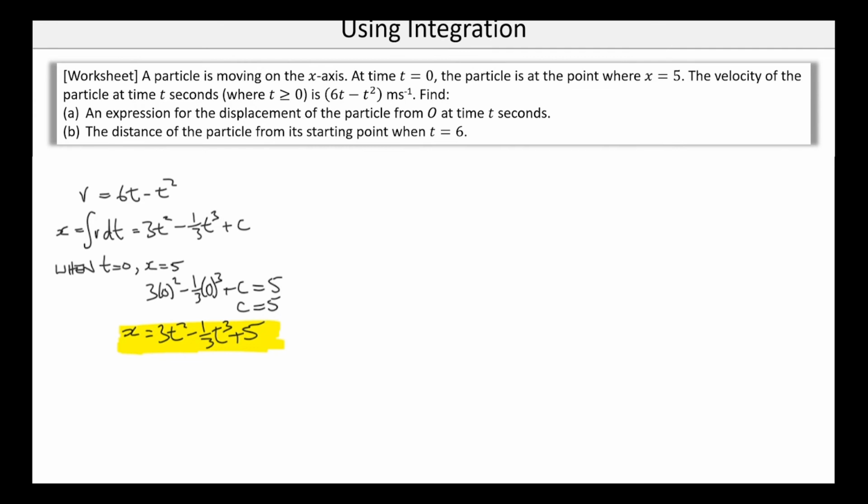Part B wants us to find the distance of the particle from its starting point when t equals 6. A sketch of this will reveal that we have roots at 0 and at 6, so there will be no crossing of the x-axis in between 0 and 6. So we should be safe to integrate in between them. Since we have this equation, we can substitute into it to find the x value when t equals 6.